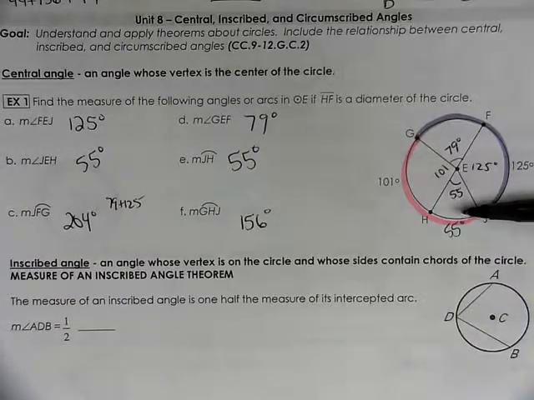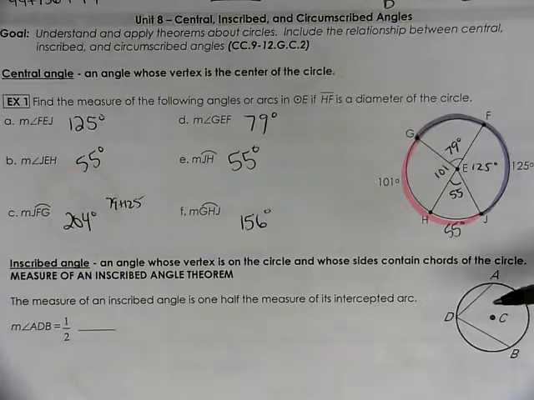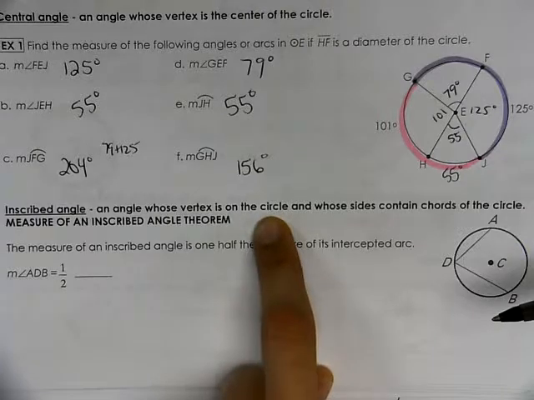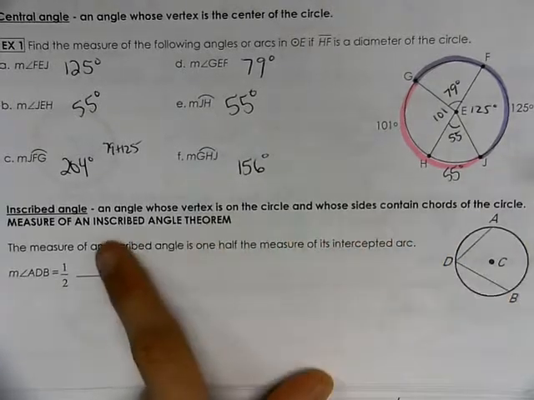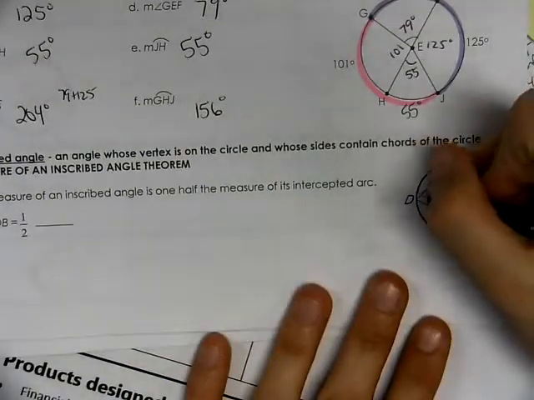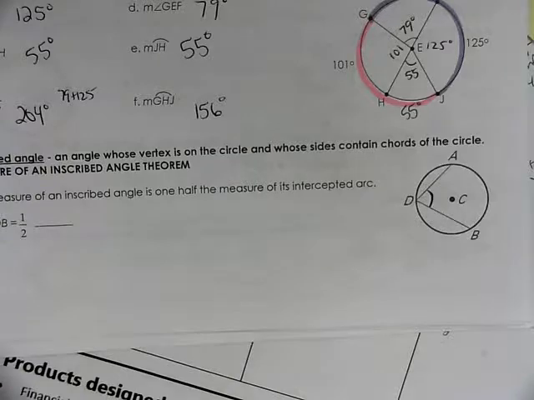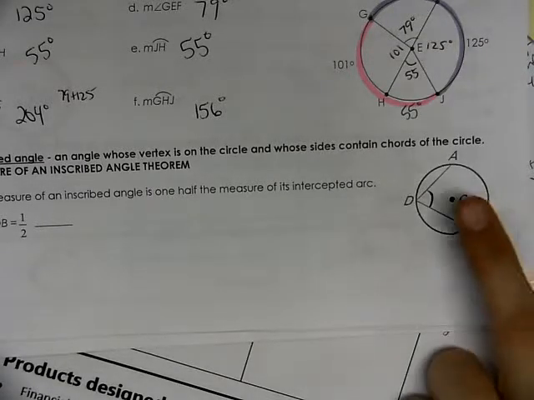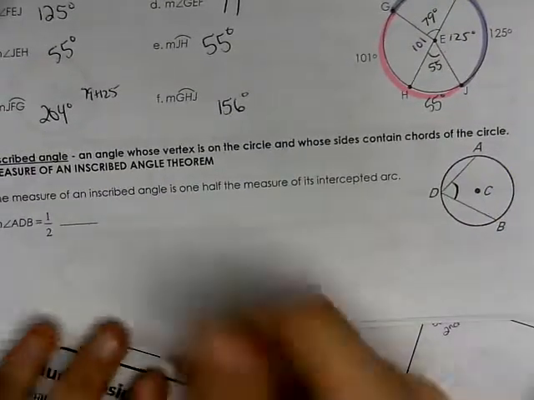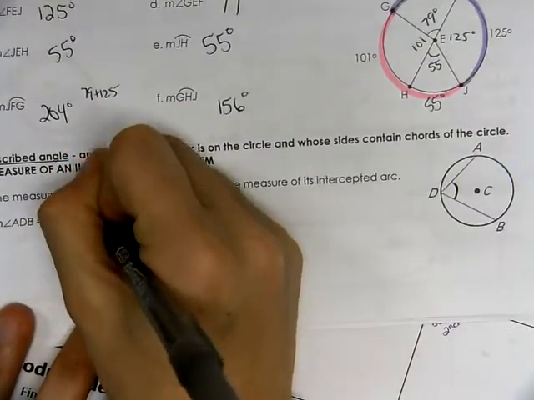The next kind we're going to look at is called an inscribed angle. An inscribed angle is an angle whose vertex is on the circle and whose sides contain chords of the circle. So this is an inscribed angle. That angle D right there. Okay, everybody listening? The measure of angle D is not the same as the arc because it's not in the center of the circle. The measure of angle D is half the measure of the arc. So the measure of arc AB.